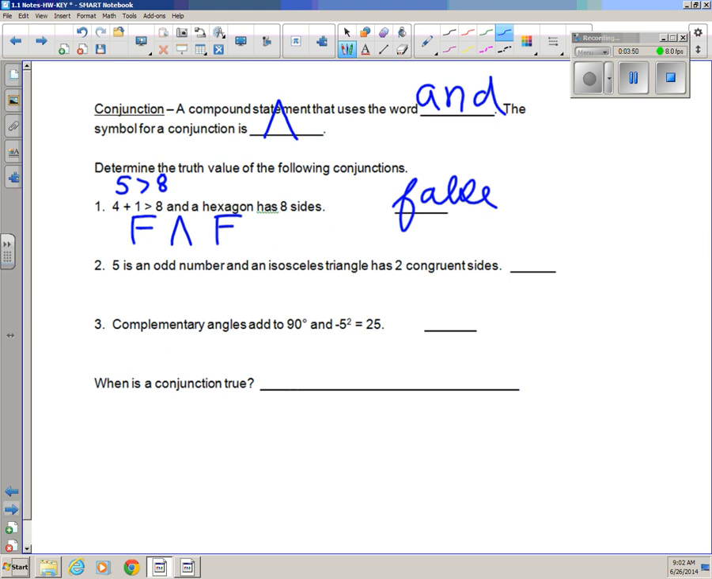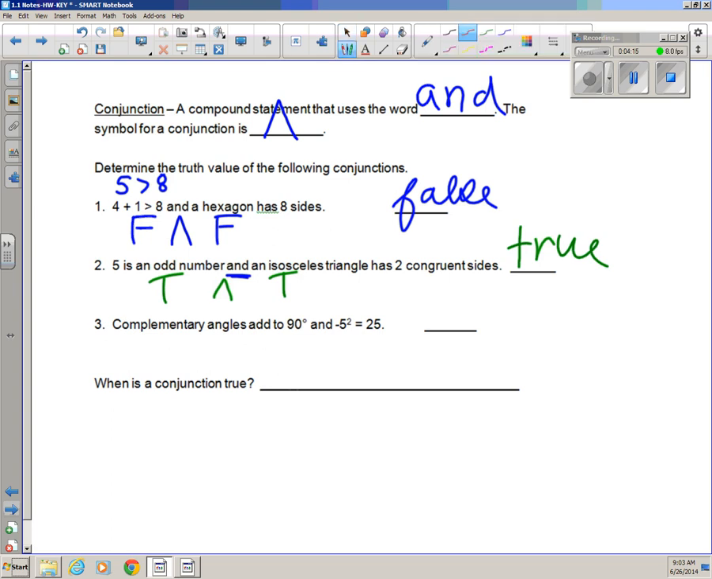How about this one? 5 is an odd number, and I'm going to underline the word and, an isosceles triangle has two congruent sides. Well, you need to know something about each statement. Is 5 an odd number? Yes, it is. And does an isosceles triangle have two congruent sides? Yes, it does. So true and true. 5 is an odd number and an isosceles triangle has two congruent sides. That whole compound statement is true.